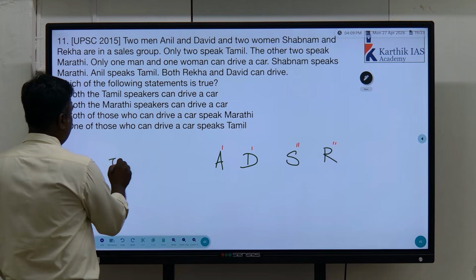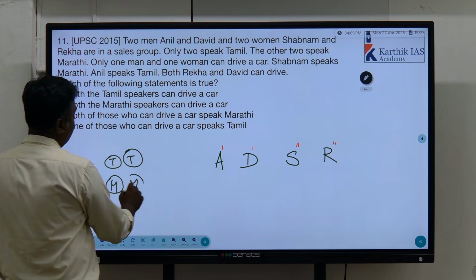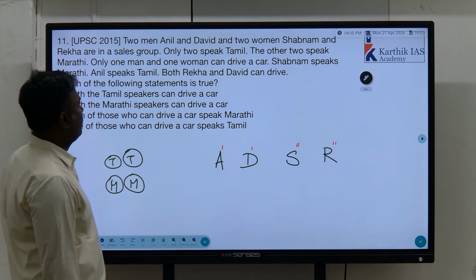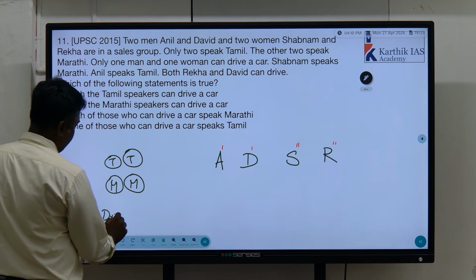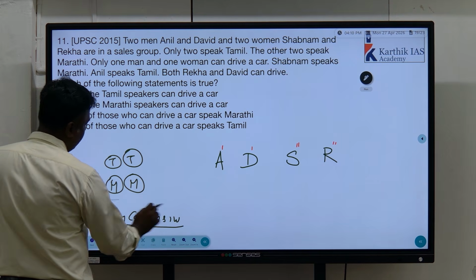So 2 people speak the Tamil language and the other 2 speak Marathi. So there are 2 Marathi and 2 Tamil people. We don't know which of the other 2 is which. Only 1 man and 1 woman can drive a car. Okay? So driving a car, they mentioned 1 man and 1 woman. That is another note they gave.